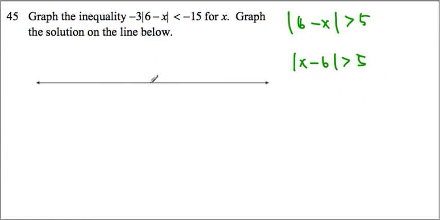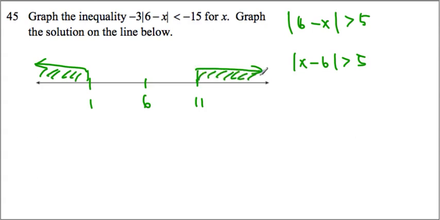Now, this is rather simple, because from 6, I have to go up and down by 5, which is 11 and then 1. But since the distance is greater than 5, that means I have to go outwardly. And then since I don't have the underline, I'm going to have an open circle. And that becomes our solution.